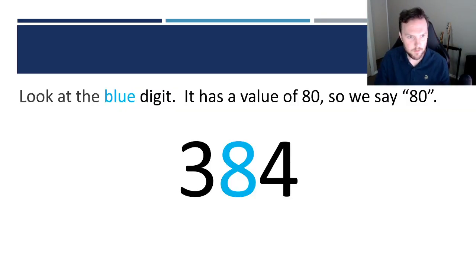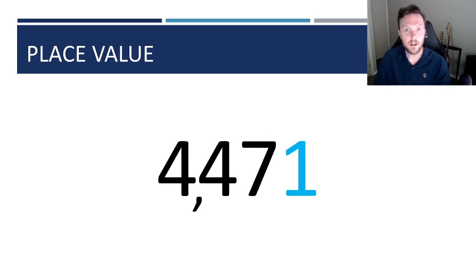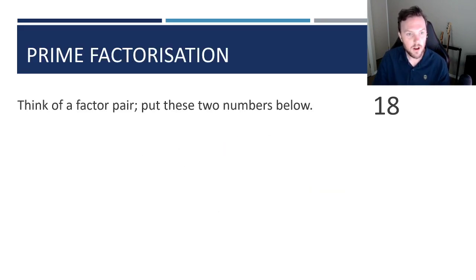Here's another example. So this is some place value. So we'll likely be doing this probably in the first couple of weeks of term 1. Look at the blue digit, it has a value of 80, so we say 80. So we just go through them and we'd say 80 as a class, 900, 70, 1, 300.